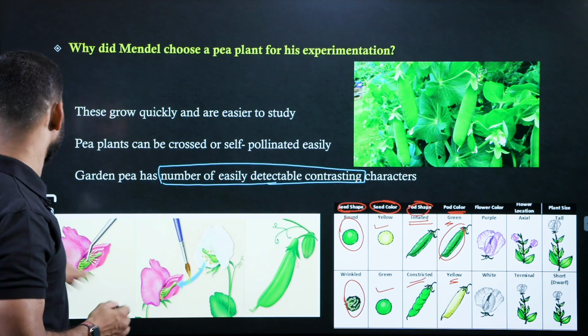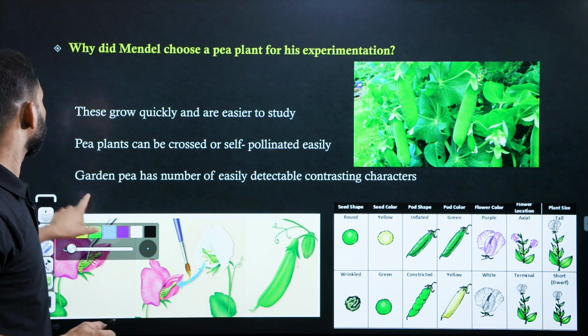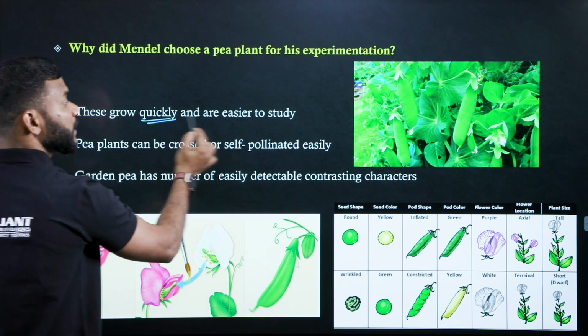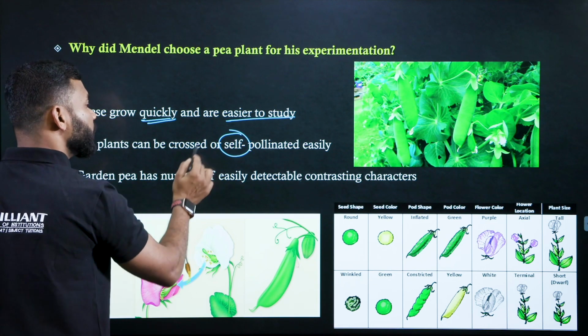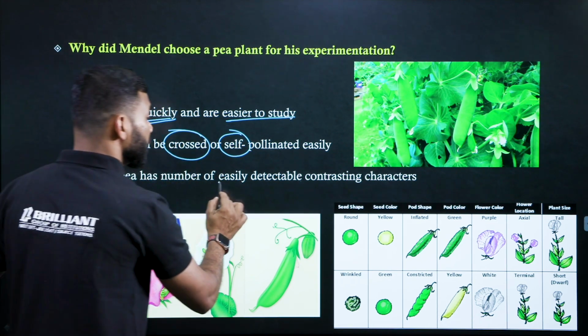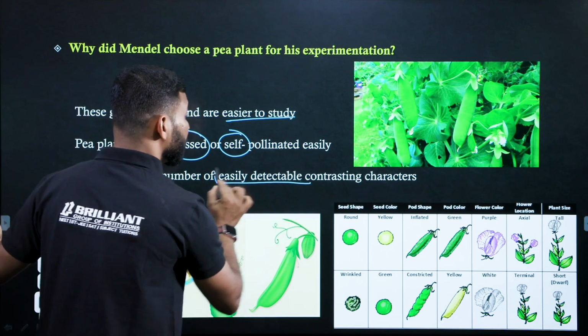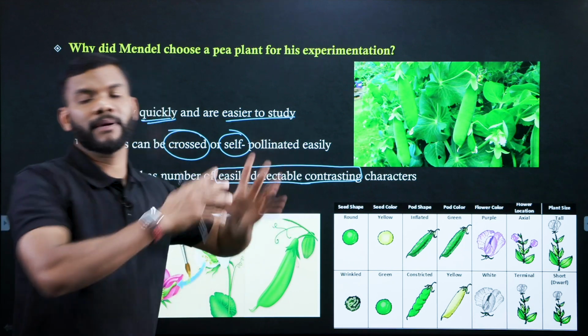That is the reason Mendel selected this plant. So the first reason: they grow quickly and are easy to study. Second reason: it can be easily self-pollinated and cross-pollinated. Third reason: 7 pairs of contrasting characters were available on the pea plant.